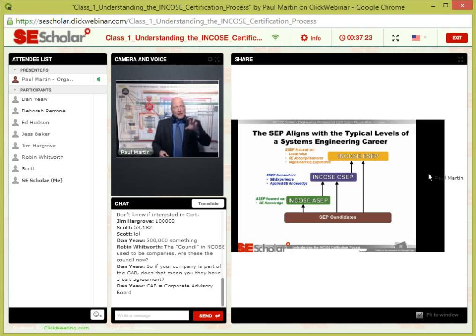But the way they envision this is, out of college you want to be a system engineer, or 5 years later you realize, hey, system engineering is cool. You go in and get your ASEP, which is basically just passing the exam. And then you wait 5 years. If you have the right experience, you can go ahead and apply for the CSEP, and then you can stay in that for a good 15 years or so.